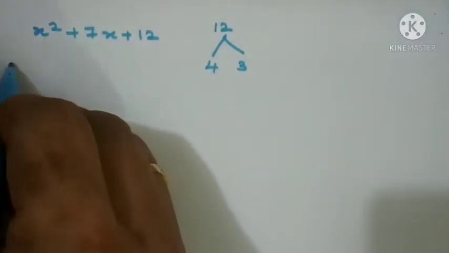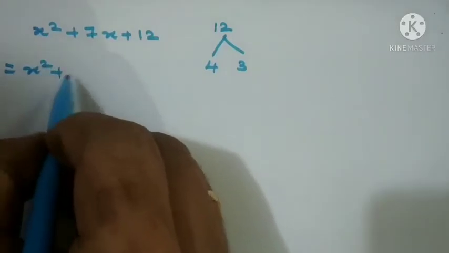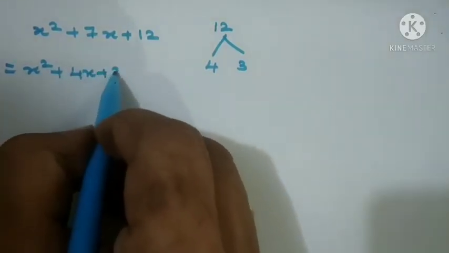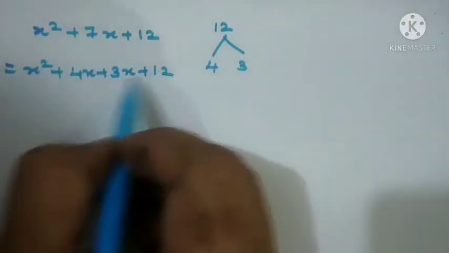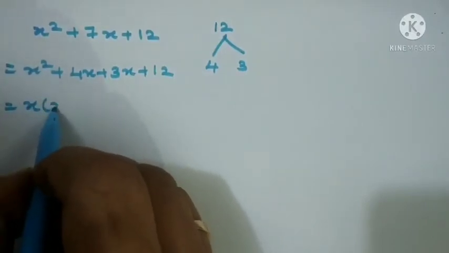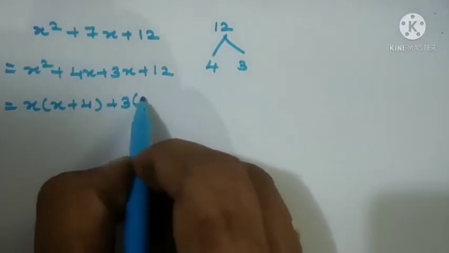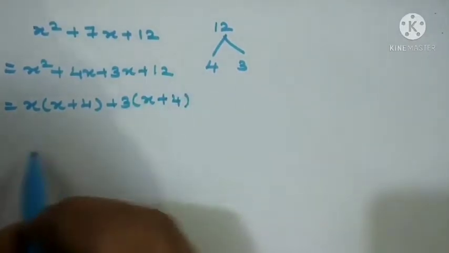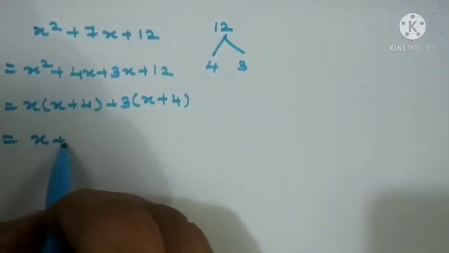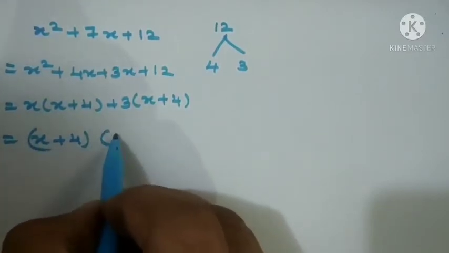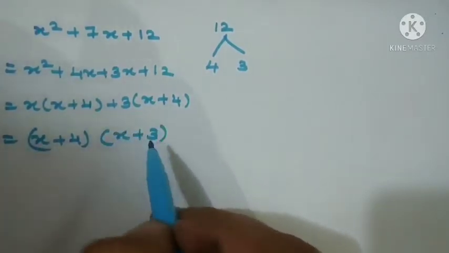So we'll write the equation now. x square plus 4x plus 3x plus 12. x into x plus 4 plus 3 into x plus 4. 3 is the common factor we had taken. Again, x plus 4 is the first factor, x plus 3 is the second factor.